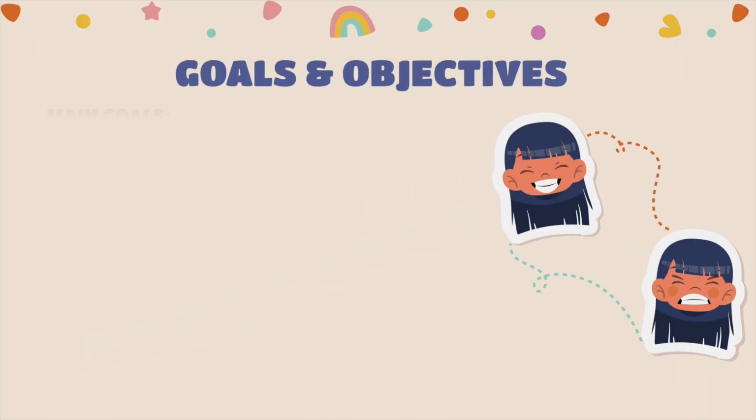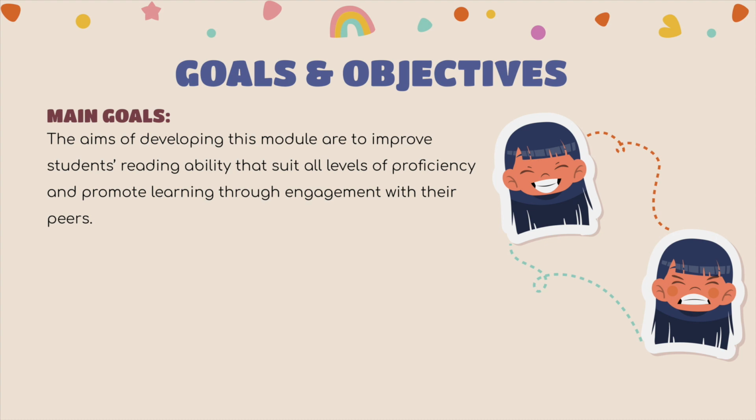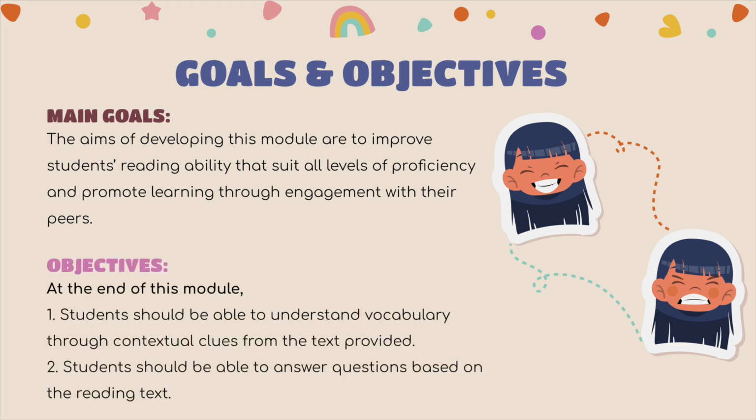The aims of developing this module are to improve students' reading ability that suit all levels of proficiency and promote learning through engagement with their peers. At the end of this module, students should be able to understand vocabulary through contextual clues from the text provided and to answer questions based on the reading text.